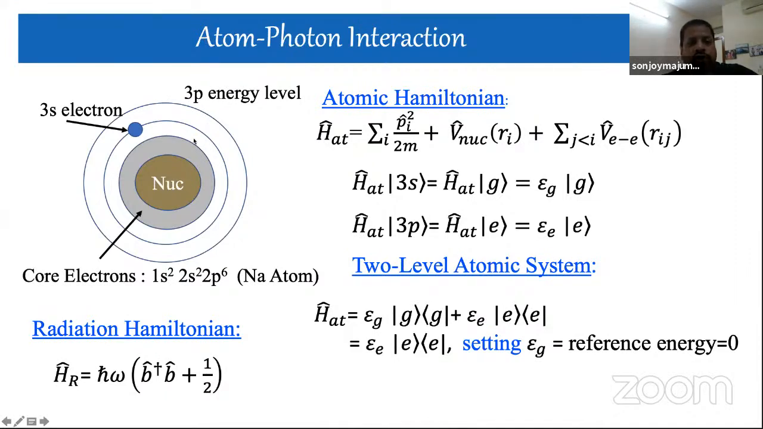So if we just consider the two-level system, that means we are choosing that whatever is there in the core is frozen, we don't bother about it. The only thing is we have the levels 3s and 3p available to us, and we have a single electron. What does it do? So for that, first of all, we can write the atomic Hamiltonian.